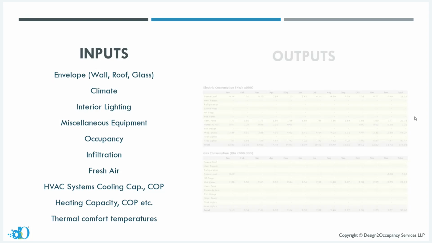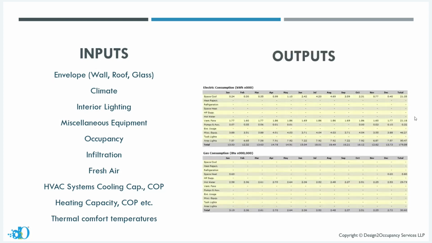So these are all the inputs you can see on the screen: envelope and climate data, interior lighting, miscellaneous equipment, occupancy load, infiltration. Infiltration is basically how much air comes in through cracks or from below the doors. This is again a part of infiltration. This input we also need for the energy model.